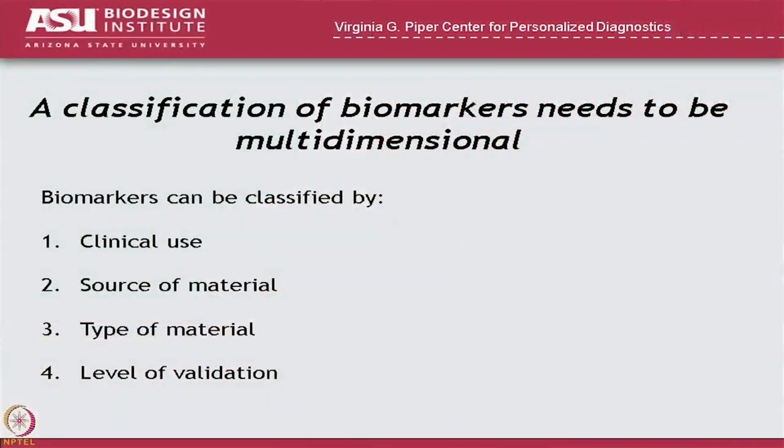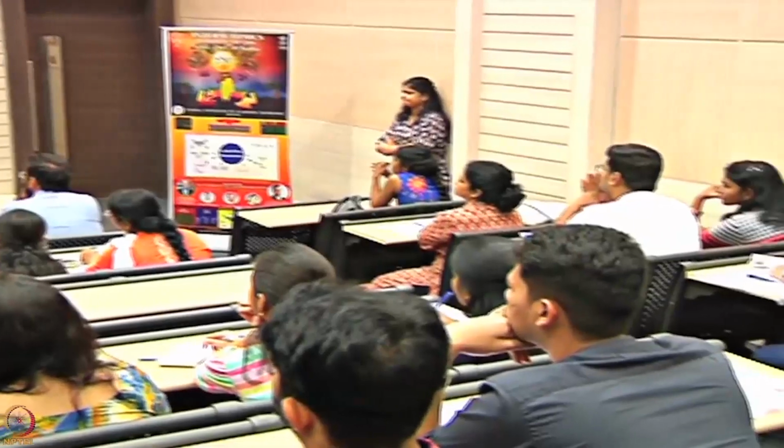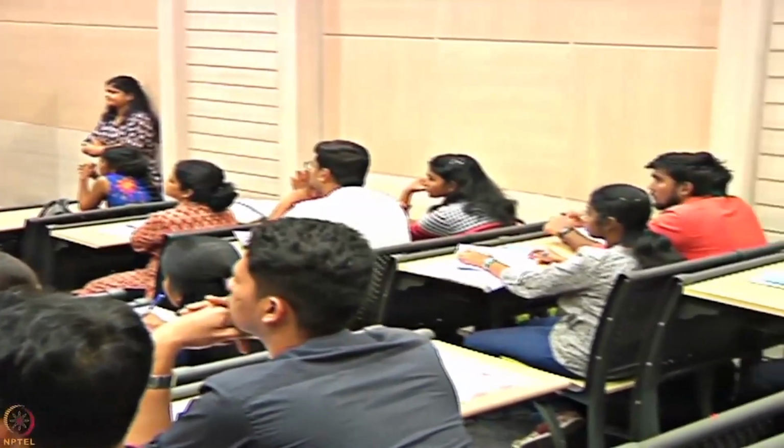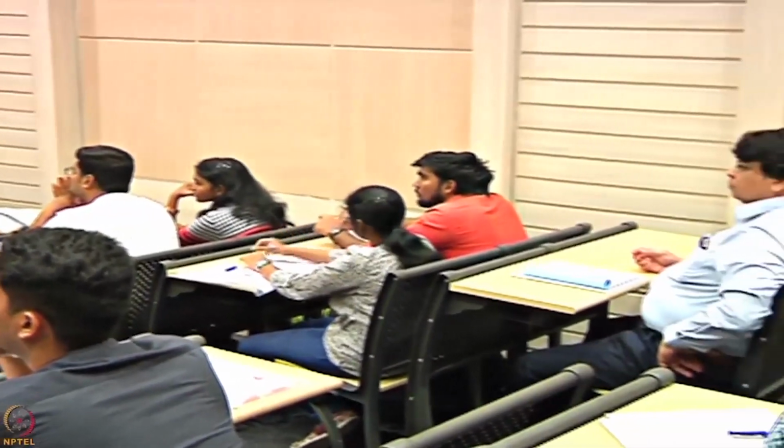And then the last thing I would say in terms of classifying markers is the level of validation. So that's what's shown here. You can classify them by what you're going to use them for, whether they're prognostic, diagnostic, that sort of thing. You can talk about where you're going to get the material, what the type of material is, and then how well validated it is. There's also a level of validation for the biomarker itself, and we'll come back to that. So here are some of the clinical uses that we have for biomarkers.